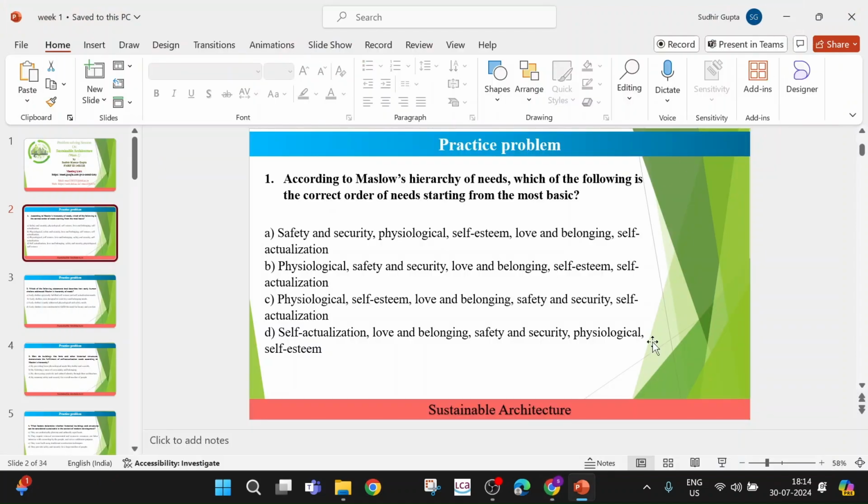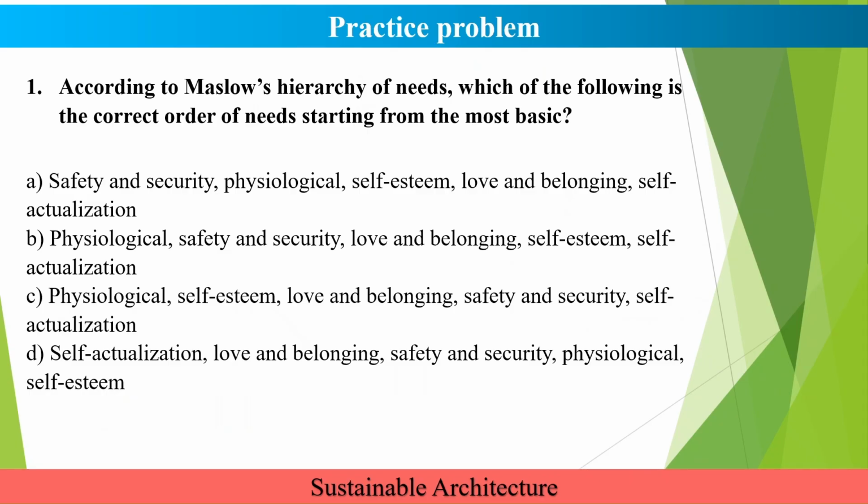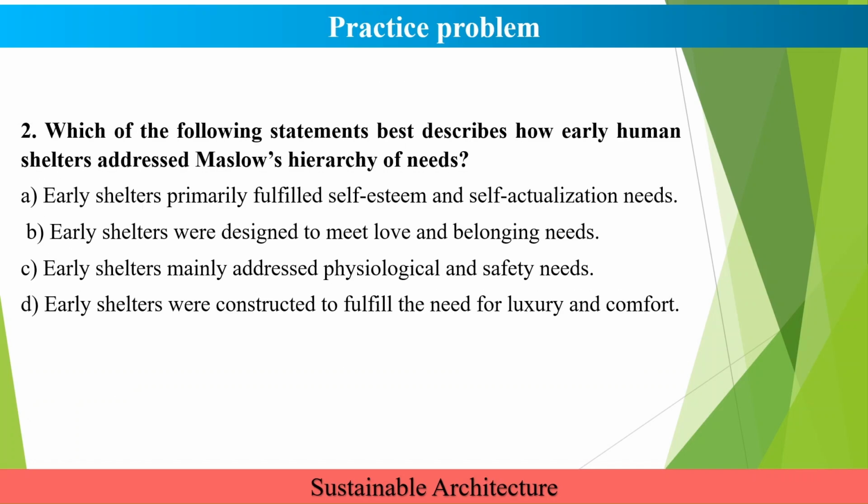So if you have listened to the lectures, then you would be able to answer the second question also. This is the second question in front of you. Which of the following statements best describes how early human shelters addressed Maslow's hierarchy of needs?